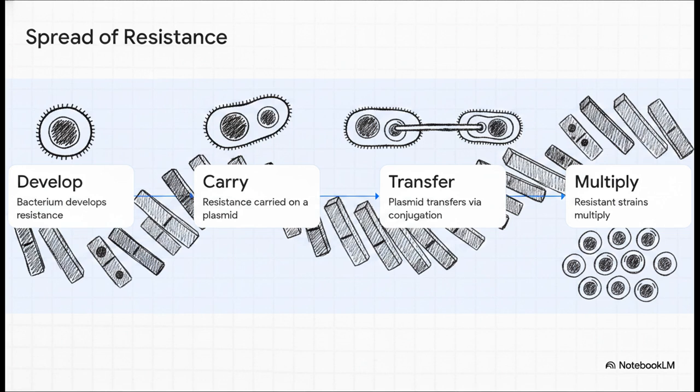The rapid spread of resistance works in a terrifyingly fast domino effect. Step 1. A single bacterium somewhere develops resistance to an antibiotic. Step 2. That resistance gene gets loaded onto a plasmid. Step 3. Using conjugation, that bacterium transfers the plasmid directly to surrounding entirely different bacteria. Step 4. Those newly resistant strains multiply. It goes from a single resistant cell to an entire resistant population almost instantly.